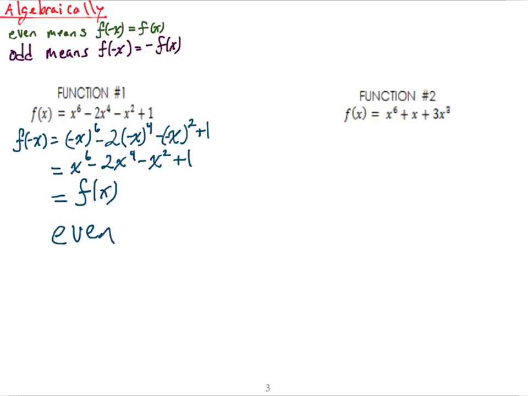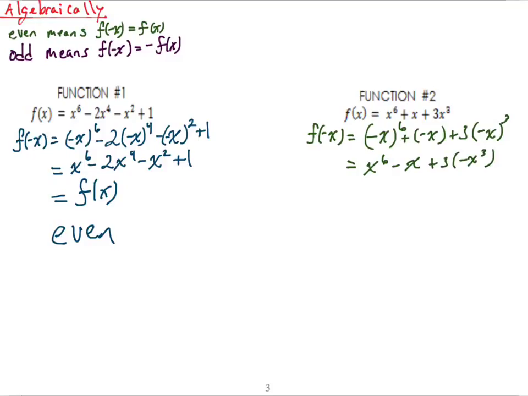Okay? Let's look at number 2. Let's do the same thing. We have to plug in negative x. Let's use a different color this time. So I have f of negative x equals negative x to the 6th power plus a negative x plus 3 times a negative x cubed. So a negative x to the 6th power is really just x to the 6th. And then plus negative x is just minus x, plus 3 times a negative x cubed, because there's an odd number, which means it's still negative. So I have x to the 6th minus x minus 3x cubed.